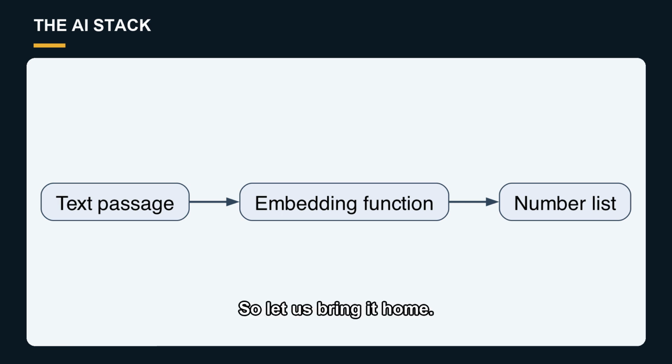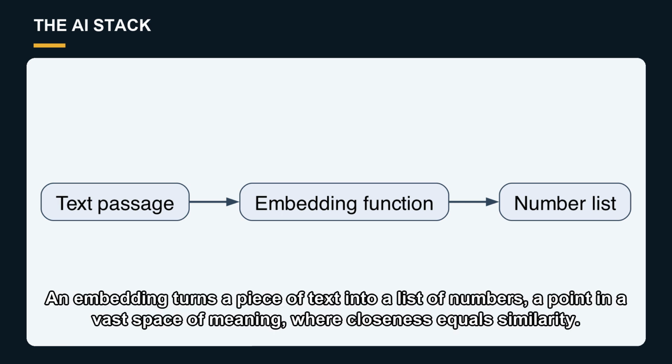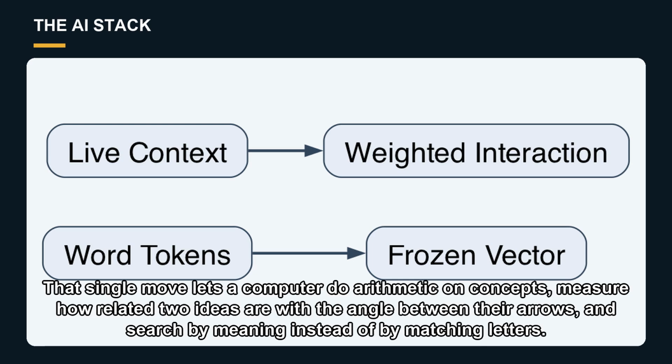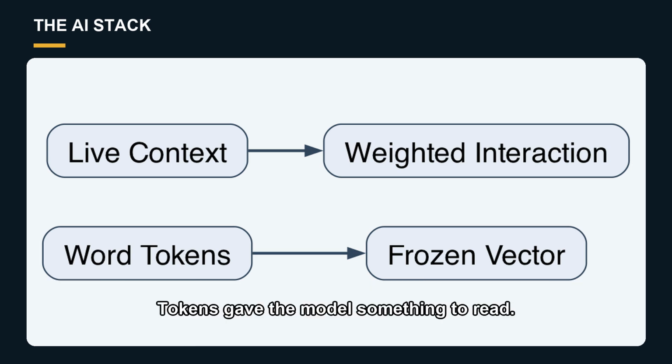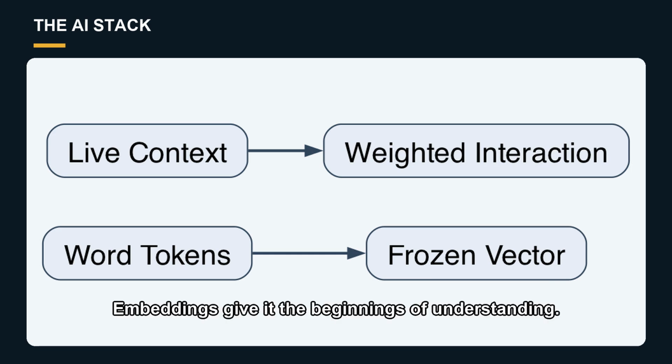So let us bring it home. An embedding turns a piece of text into a list of numbers, a point in a vast space of meaning, where closeness equals similarity. That single move lets a computer do arithmetic on concepts, measure how related two ideas are with the angle between their arrows, and search by meaning instead of by matching letters. Tokens gave the model something to read. Embeddings give it the beginnings of understanding.